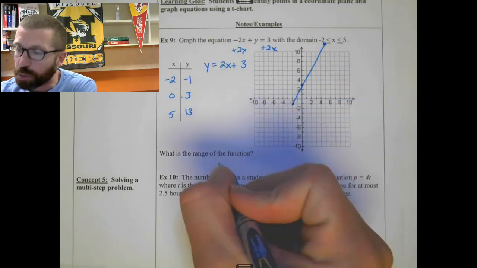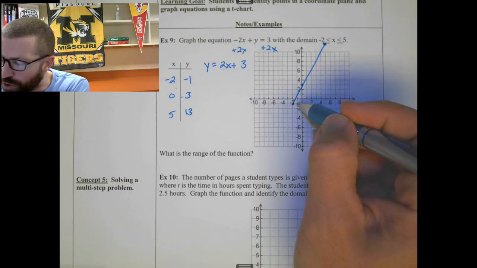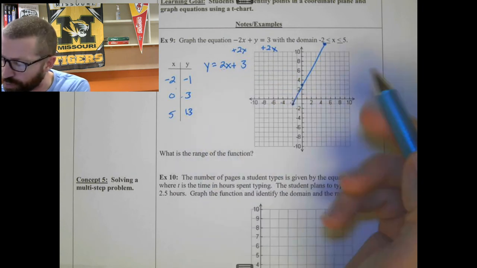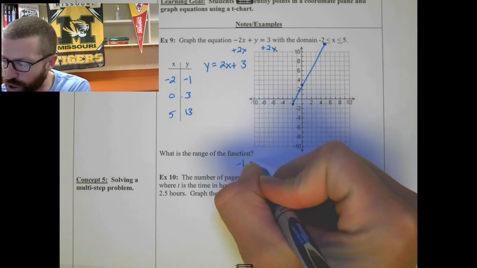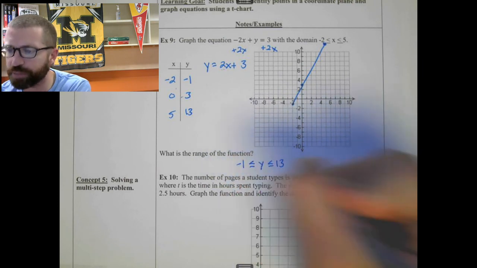The range, remember, you think top to bottom. So my lowest y value is -1, and my highest one was 13. And so the range would be -1 is less than or equal to y, which is less than or equal to 13.